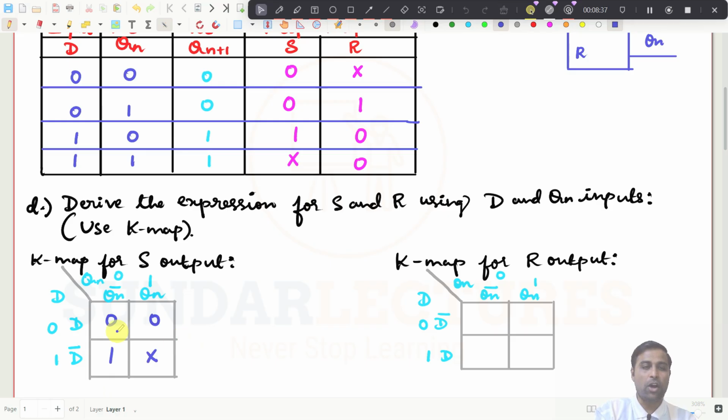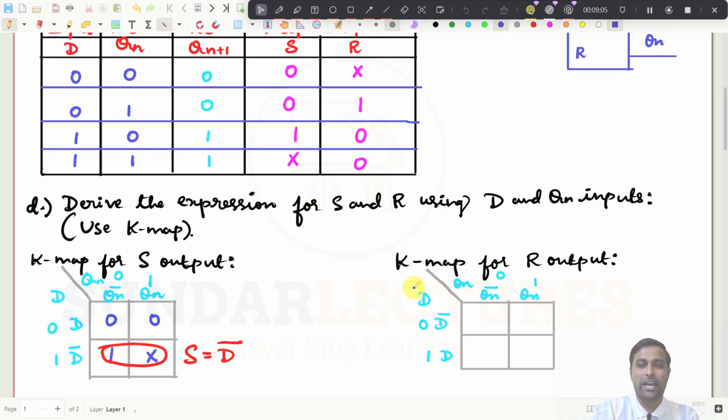That's all. So how will you simplify this now? You have to cover all the ones. Simply these two can be made as a pair. It is the only possibility. So if it is a pair, the equation for S will be, S is equal to what I have to write here. There is no common term in these two, so D bar is the answer for S. Can you understand? Very simple, right?